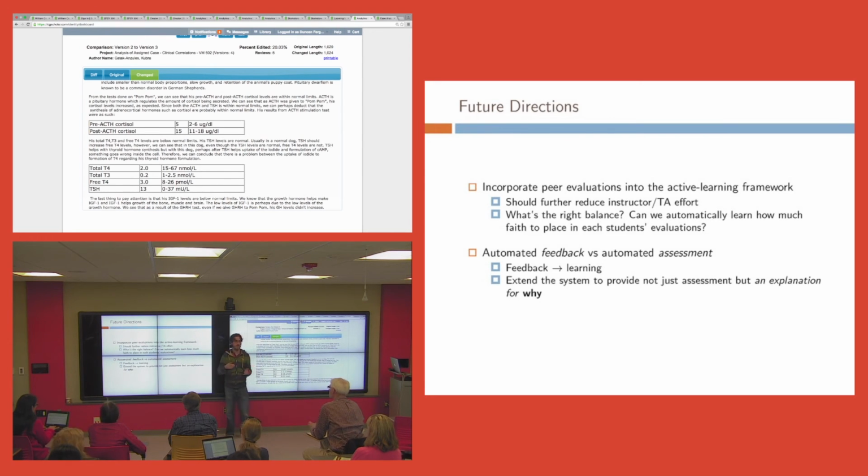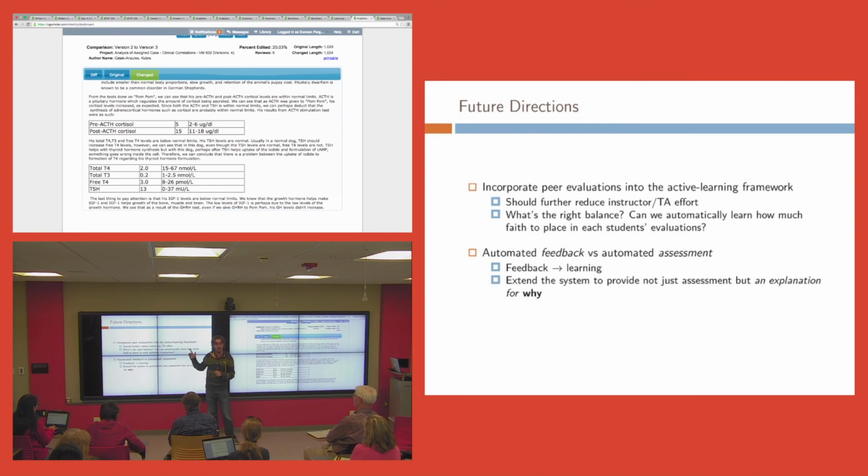How do I deal with a student who just gives everybody 5s? How do I learn not to trust that student? How do I deal with the student who's a curmudgeon and gives everybody ones? How do I learn not to trust that student? How do I adjust for the quality of the evaluations that the students are giving? How do I learn how confident I am in them? This is a challenge.